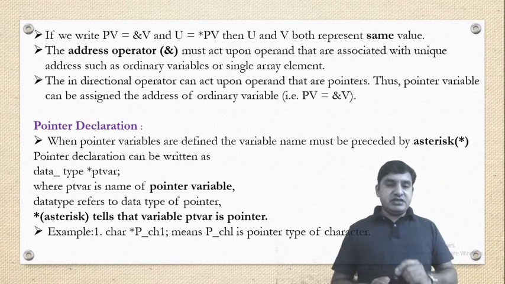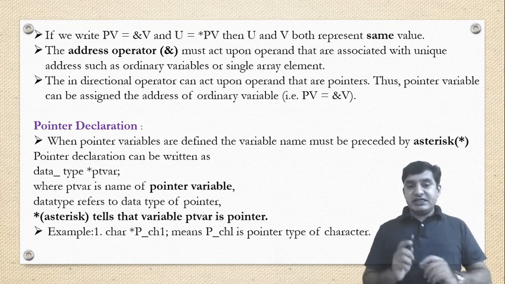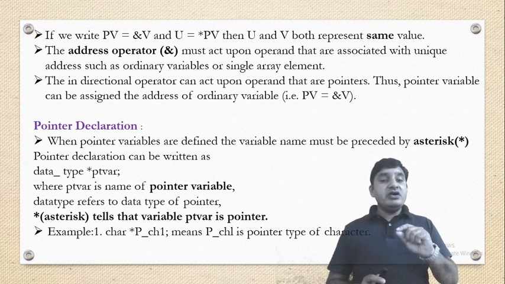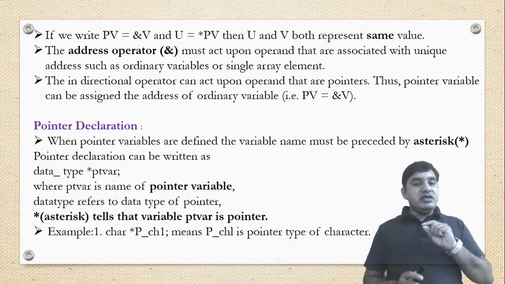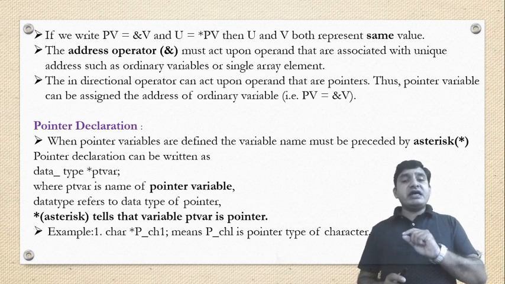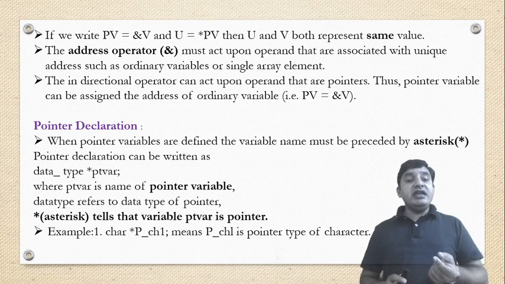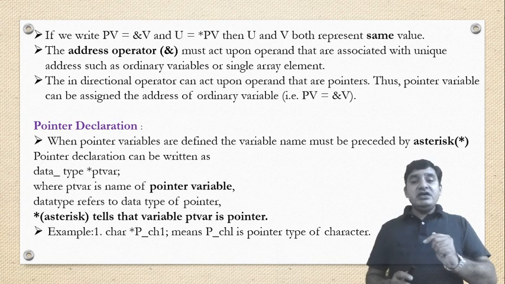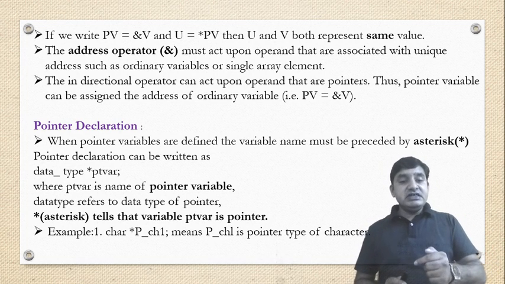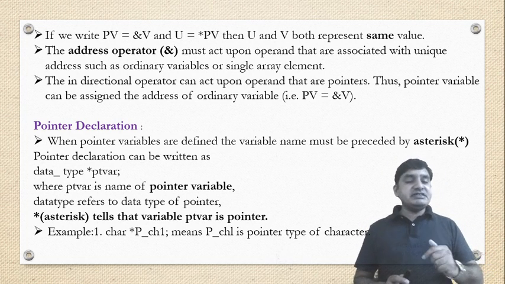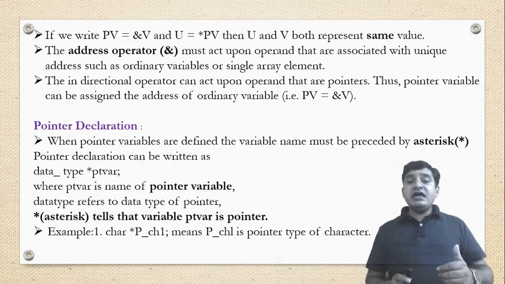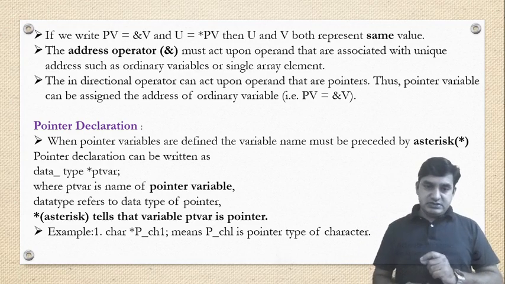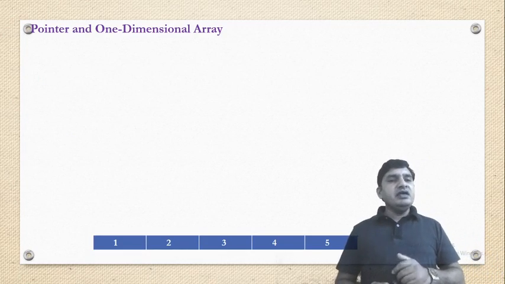Example: char is a data type. Asterisk p_character1: here p_character1 is the name of a variable, and this variable is considered a pointer. We can say that p_character1 is a pointer of type character.